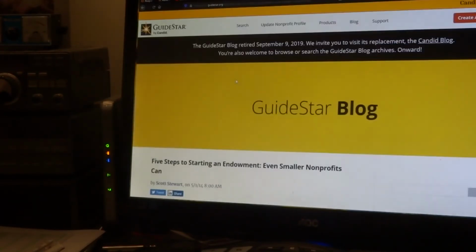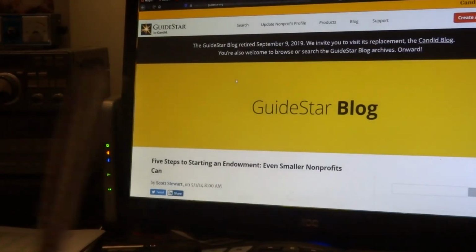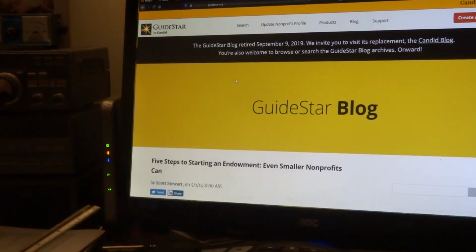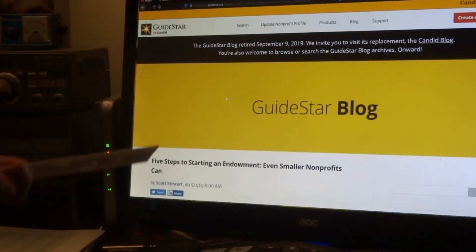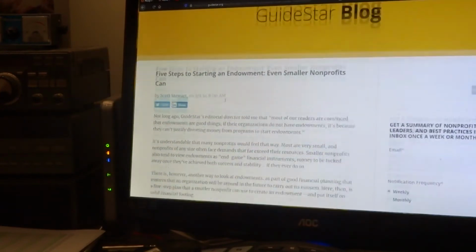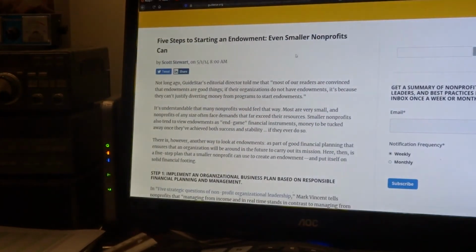Just kind of give you an overview of endowments for nonprofits. So let's just look at this one website here. Maybe we'll look at another. 5 steps to starting an endowment. Even smaller nonprofits can, which we're small.